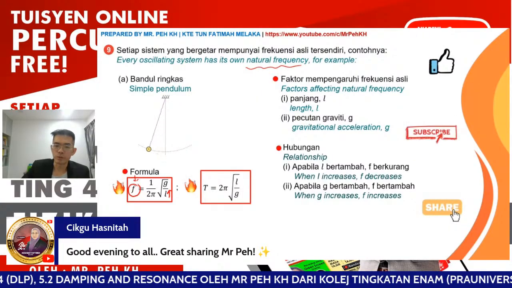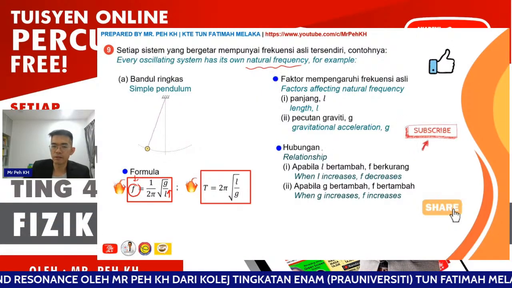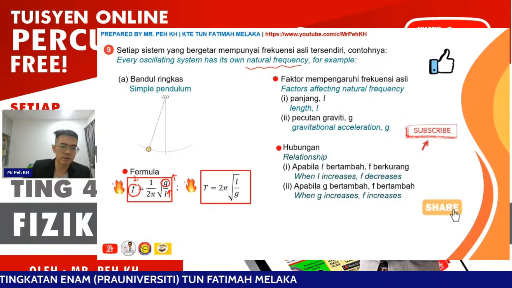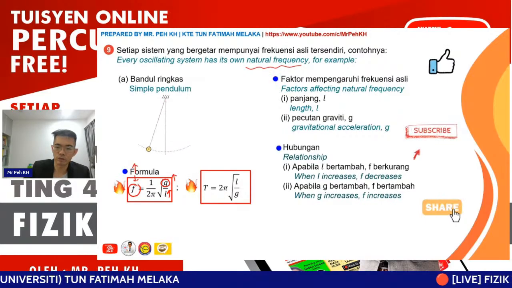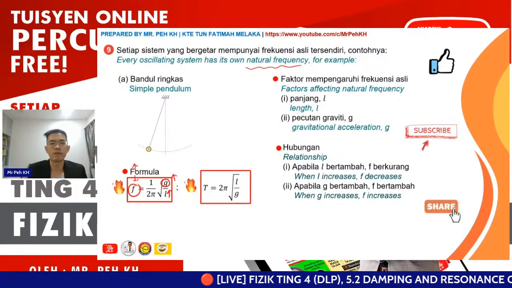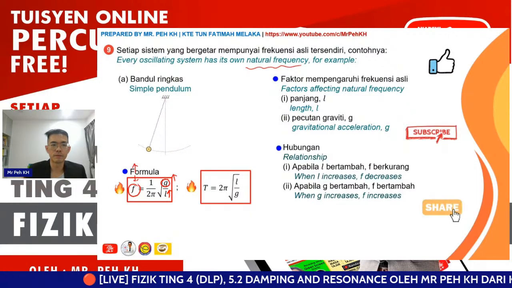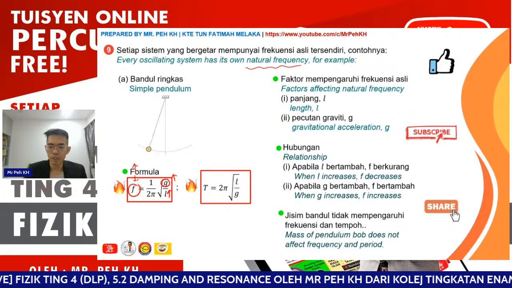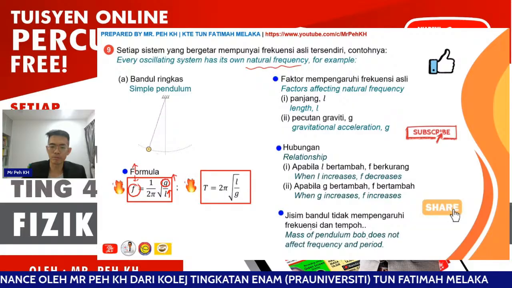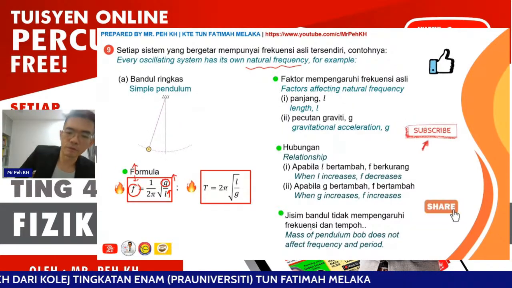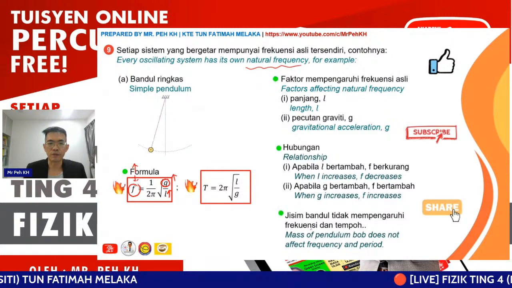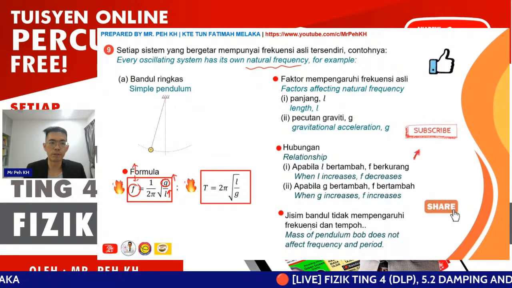Let us continue with the second relationship. When g increases, this causes the frequency of the simple pendulum to increase. So the length and g affect the natural frequency of the simple pendulum. From the formula, you can see that the mass of the pendulum bob does not affect the frequency and period. So this is what I wanted to discuss: the factors affecting the natural frequency of a simple pendulum.